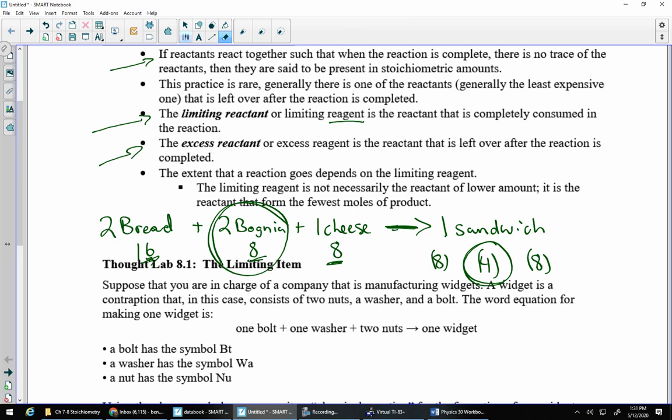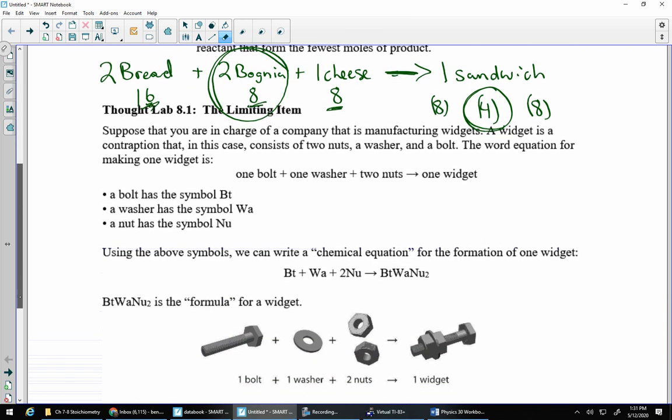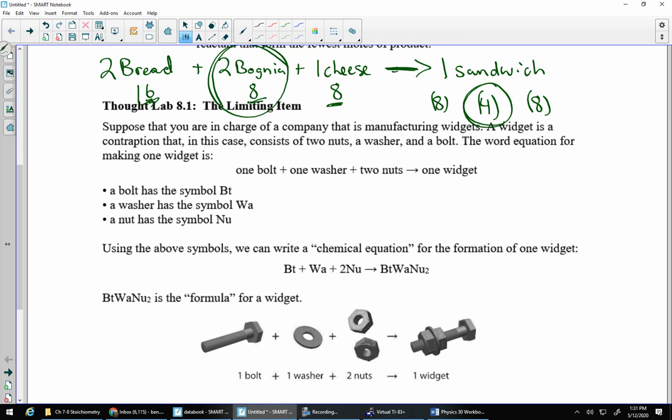I'm going to clean this up. Actually, you know what, I'm not even going to clean that up. We'll just go down and we'll check out this quick thought lab on limiting items, or limiting, I guess in this case it's items because it's not really a chemical reaction.